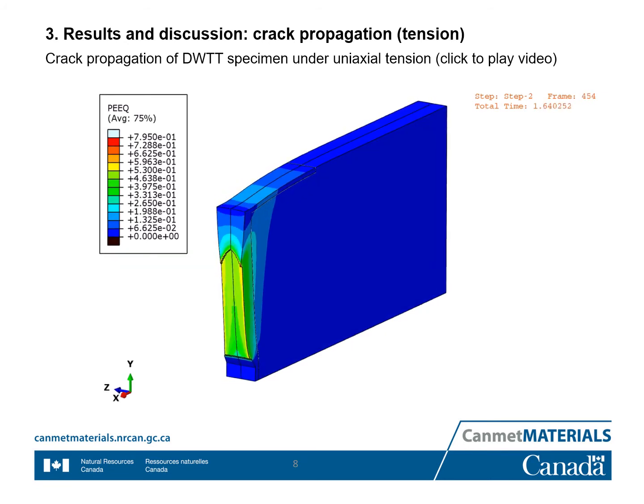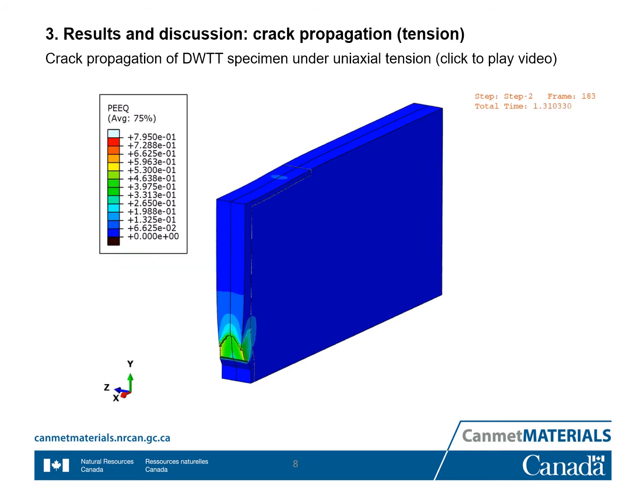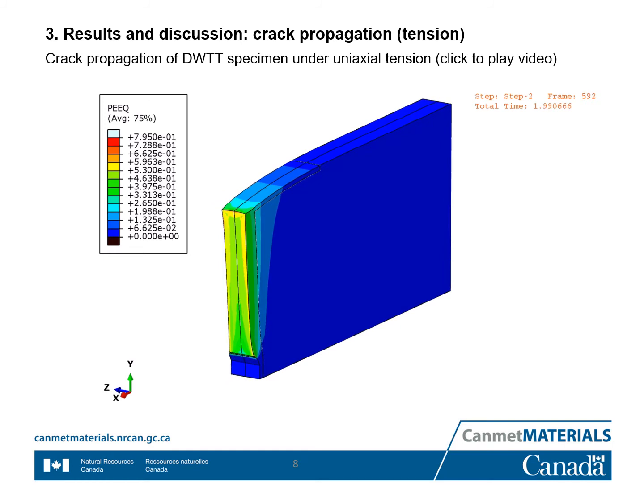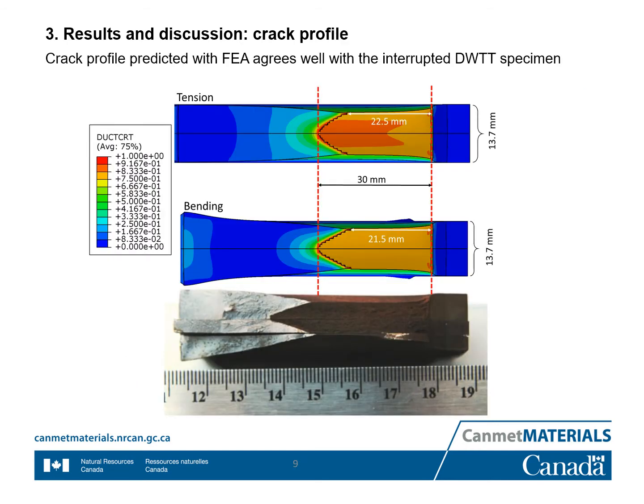As we can see here, the crack propagation is turning and is flat fracture. And we would like to mention that our model can also simulate slant fracture. But for current work, we only discuss the flat fracture here. This slide shows the crack profiles predicted by the finite element analysis.